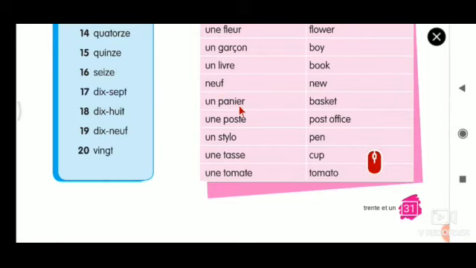Un panier, basket. Une poste, post office. Un stylo, pen. Une tasse, cup. Une tomate, tomato.